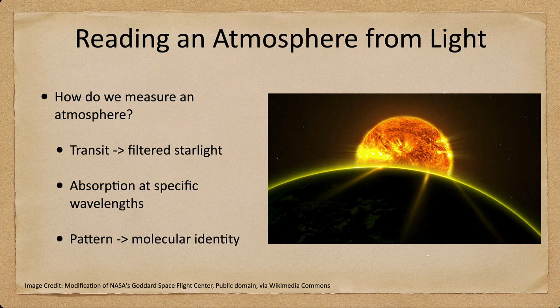When a planet passes in front of its host star, it blocks a small fraction of the star's light. This is called a transit. But something subtle also happens. A tiny portion of that starlight passes through the planet's atmosphere before reaching us. And that light carries information, not about the surface, but about the gases surrounding the planet.